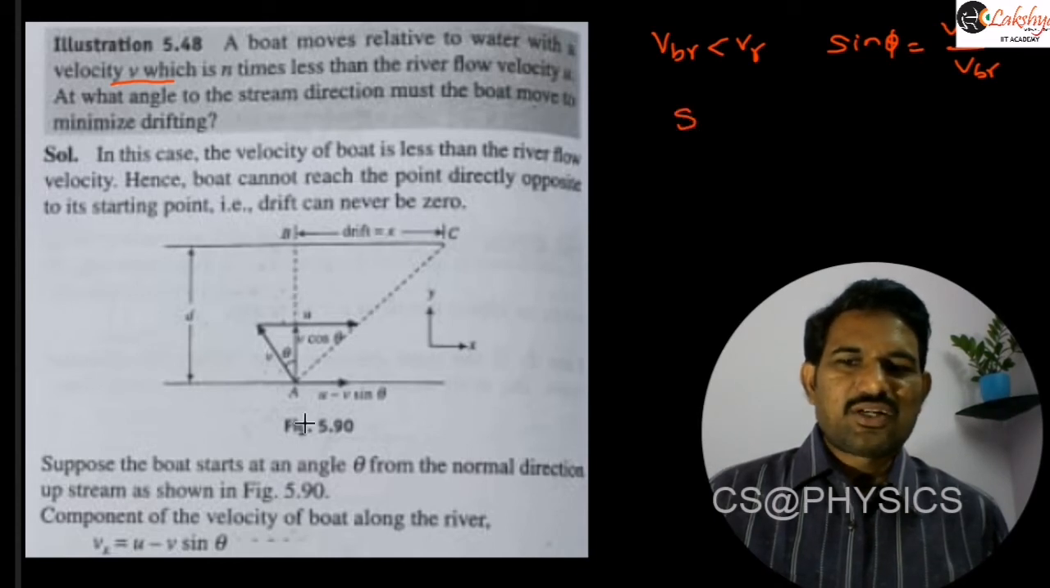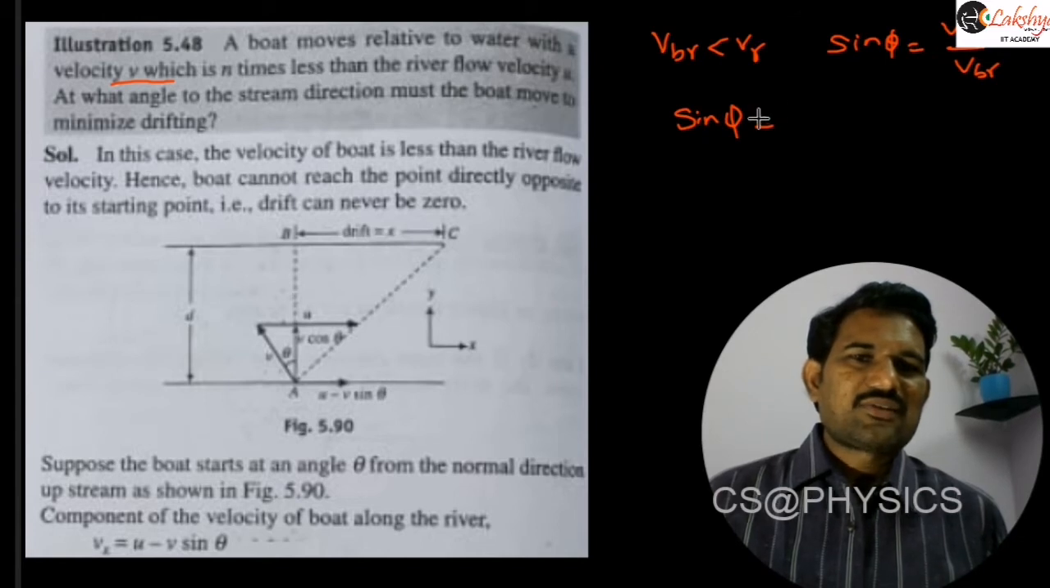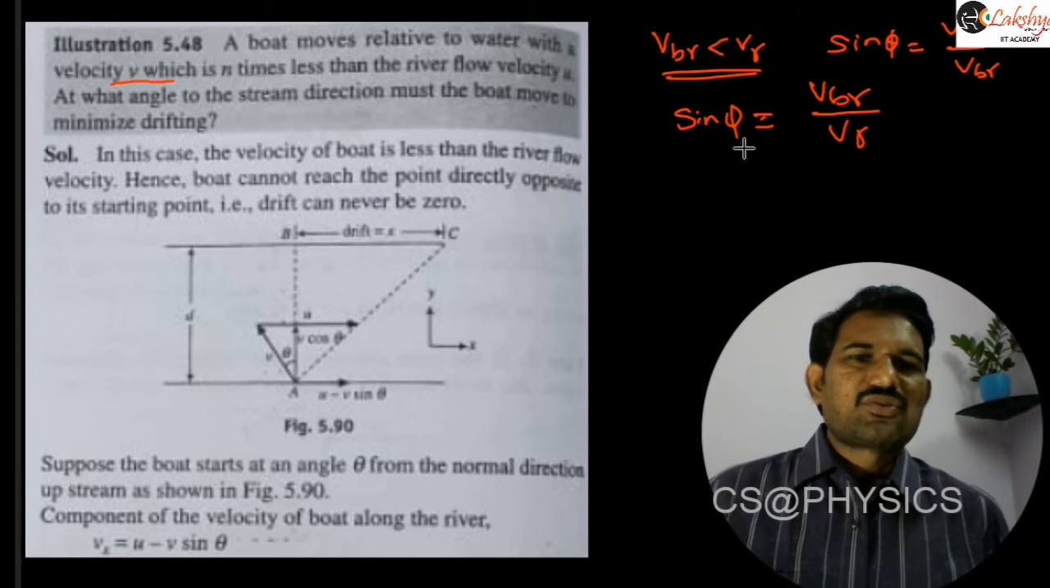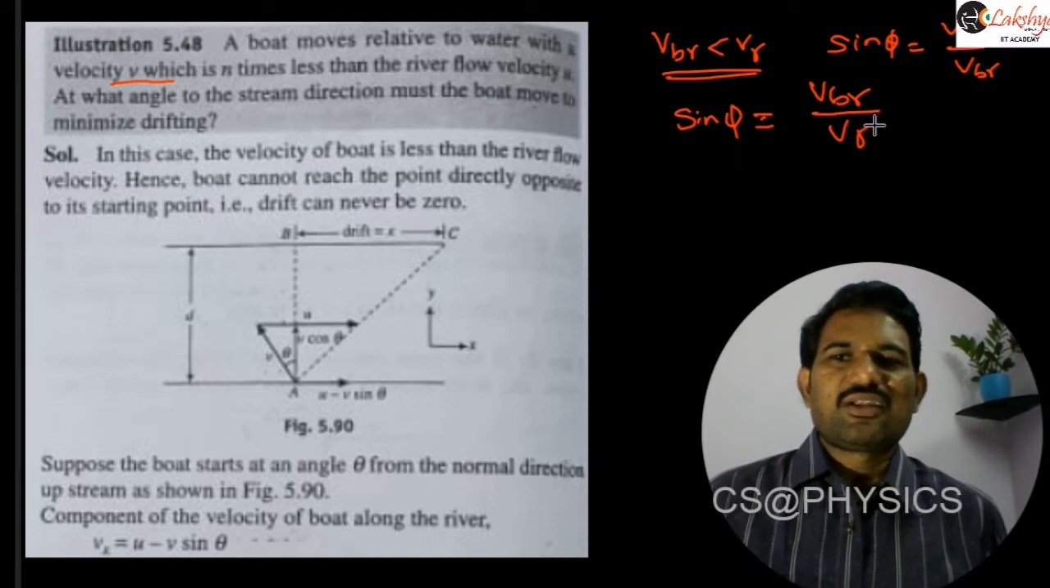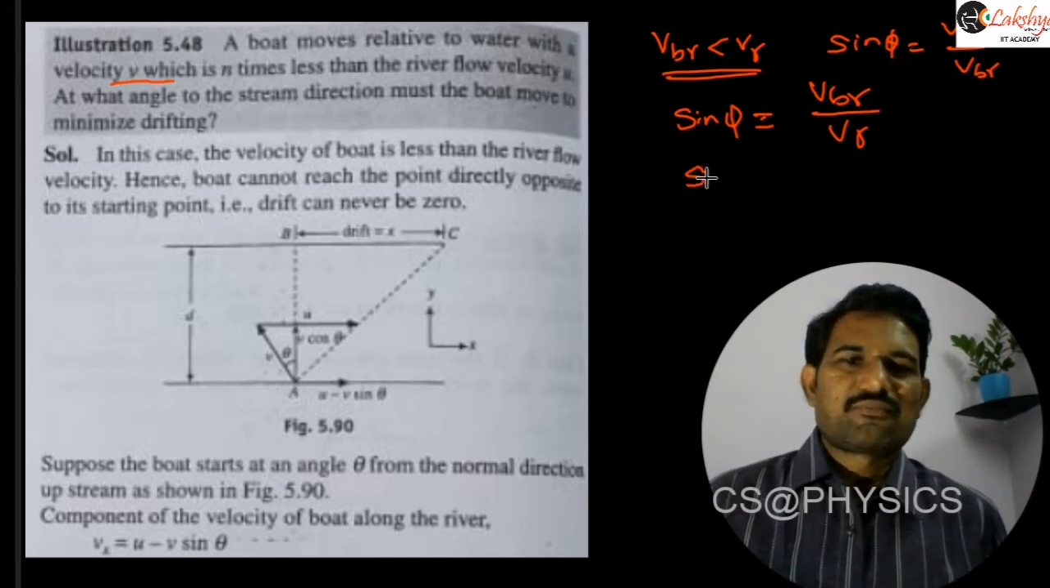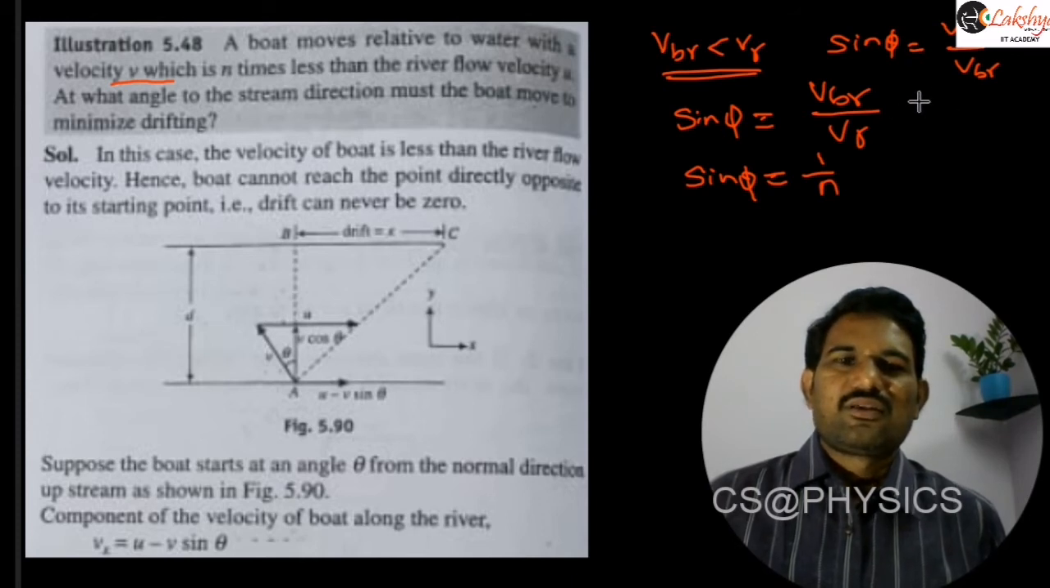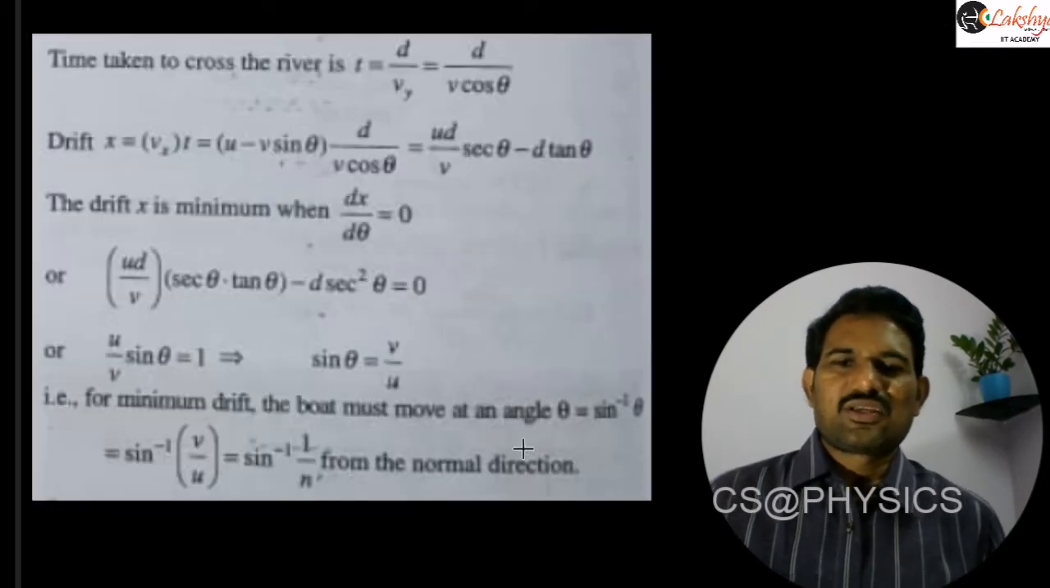So the total derivation they are giving here, you can directly calculate that expression. In this case, our expression will be VBR by VR. This we derived already in the last class for minimum drift under this condition. VBR value is given as n times less than that of VR value, so you can substitute those values here. Sorry, this is the sin phi value, so we can write this as 1 by n. So that is the angle at which the person should steer his journey.